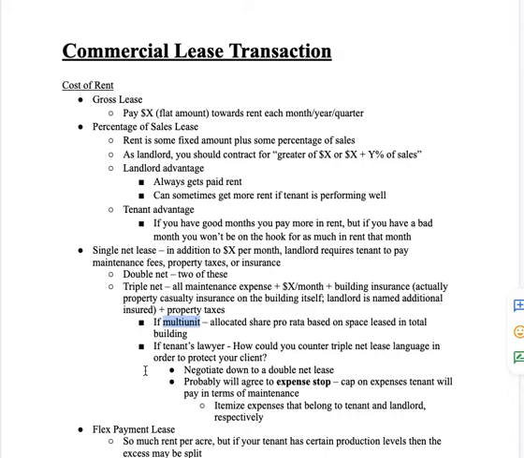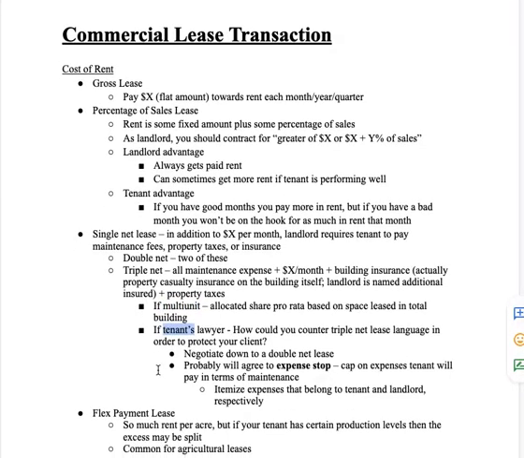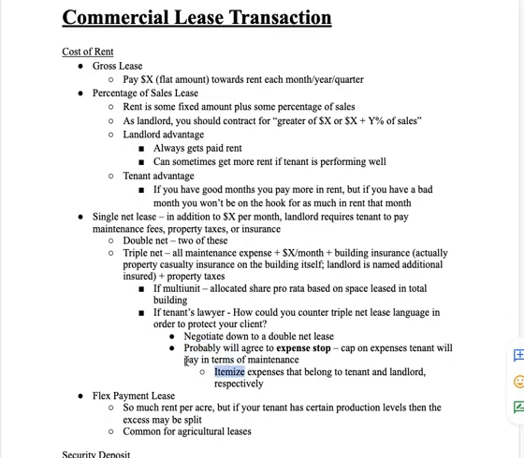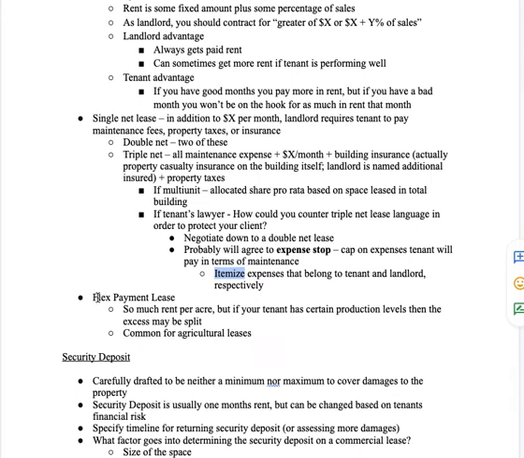If you're the tenant's lawyer, how could you counter triple net lease language in order to protect your client? First you could just negotiate down to a double net lease, so you're paying less, or you could agree to an expense stop. And that is a cap on expenses the tenant will pay in terms of maintenance. Or you could itemize expenses that belong to the tenant and landlord respectively.